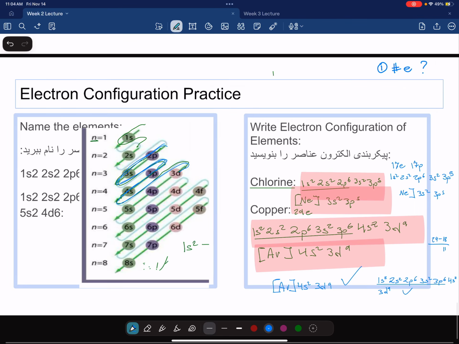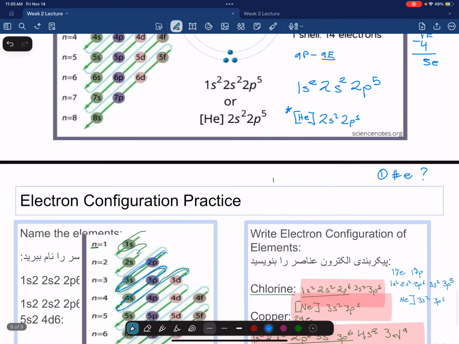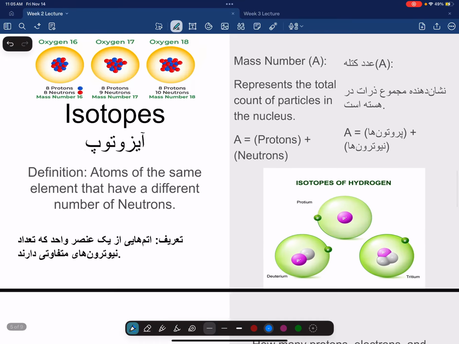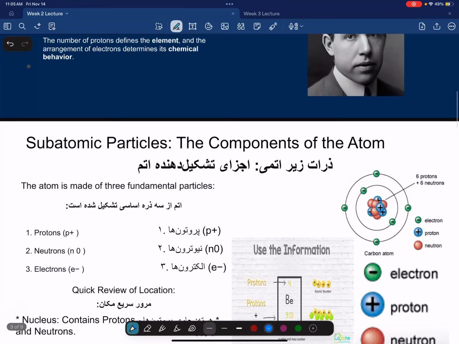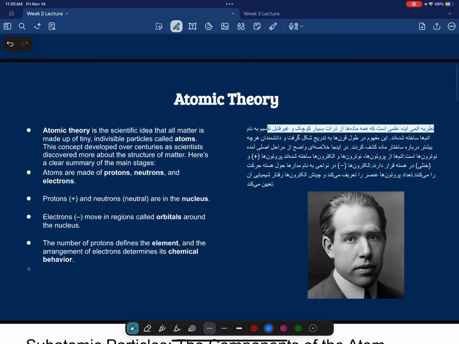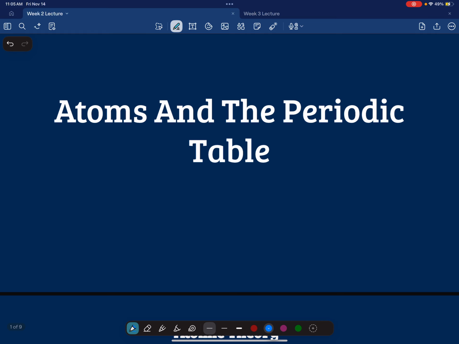So that's all that you have to know for week 2. I hope this was a good lesson. If you guys have any questions or anything like that, please let me know. So we learned electronic configuration. We learned the isotopes. We learned about the properties and identities, subatomic particles, and that covers everything for atomic theory, which is going to be like everything about chemistry.